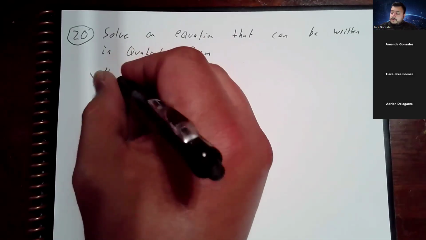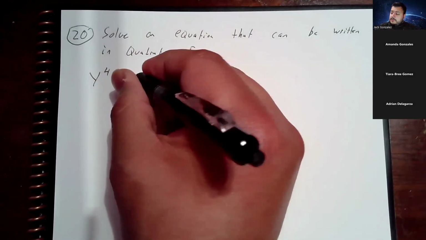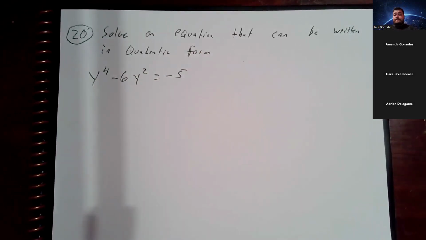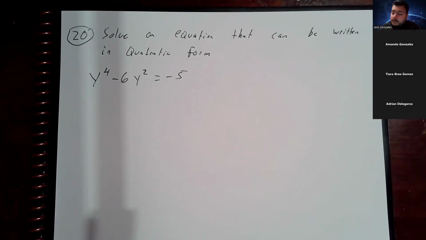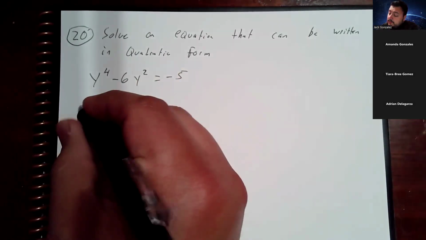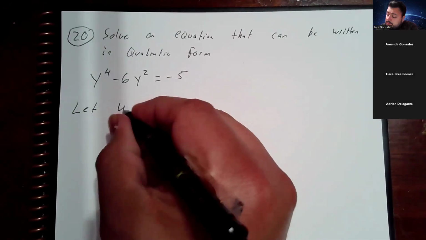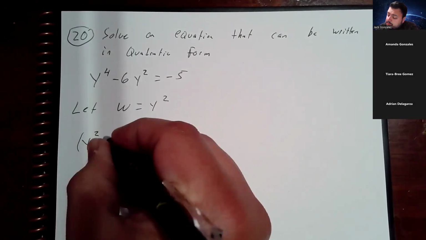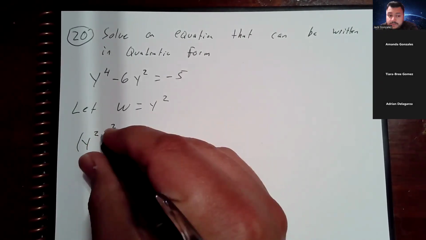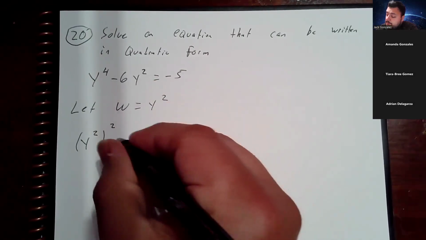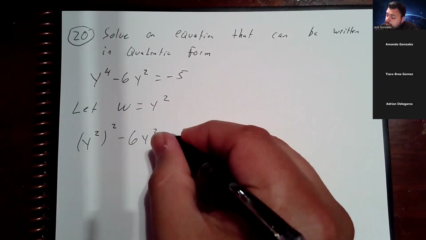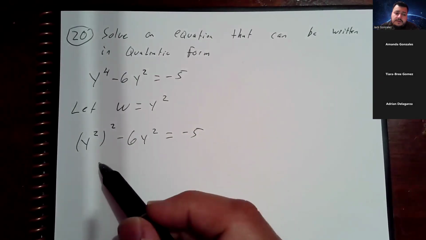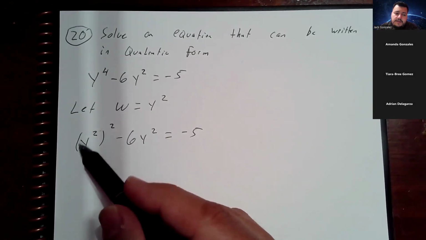So there's a few questions where they don't appear to be quadratic or they look strange, and then you can use substitution to make them easier. Basically you say, you know what? Let w equal y squared. So rewrite the problem so it's a little more obvious. We know that y squared squared is the same as y to the fourth, right? I only did that so you can see it, because I'm going to substitute the y squared with the w.